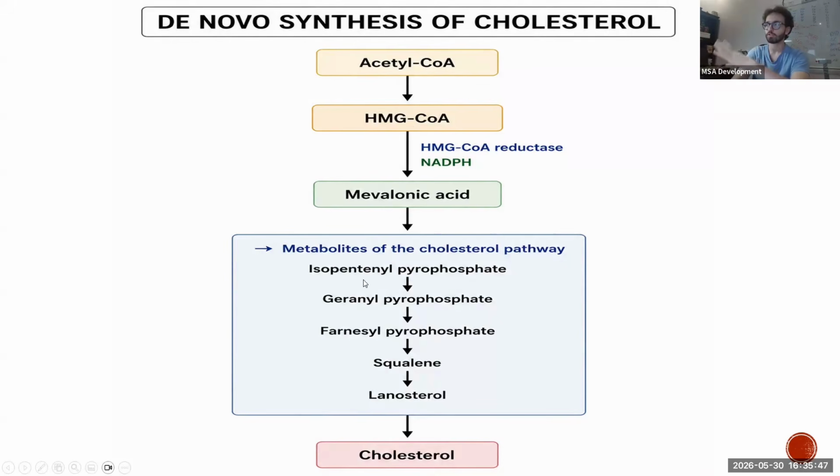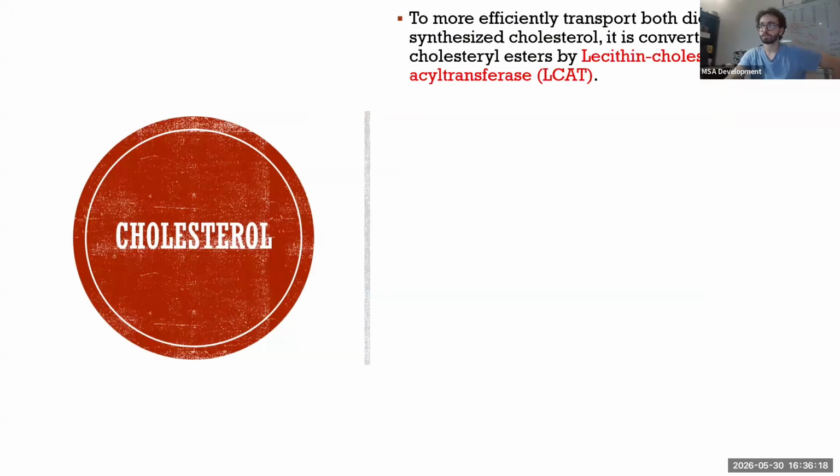Then you don't have to know the rest. Just know it in the type of knowledge that when you see it, you'll know it. These are the metabolites of the cholesterol pathway, which are isopentenyl pyrophosphate, geranyl pyrophosphate, farnesyl pyrophosphate, squalene, and lanosterol, which will eventually give us cholesterol. The most important thing I want you to know is that we start with acetyl-CoA, then HMG-CoA, and HMG-CoA through HMG-CoA reductase, the most important enzyme of this pathway, will give us mevalonic acid. With this, mevalonic acid will then become cholesterol. Well, there's something I want you guys to know.